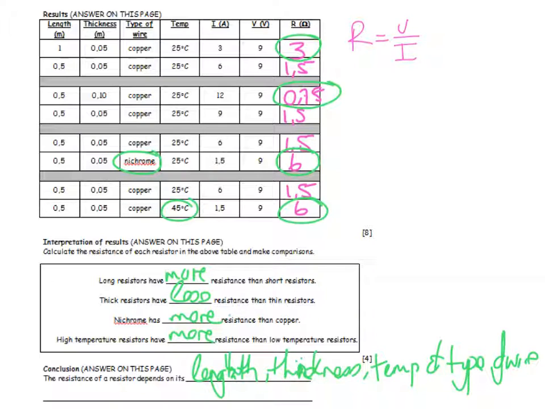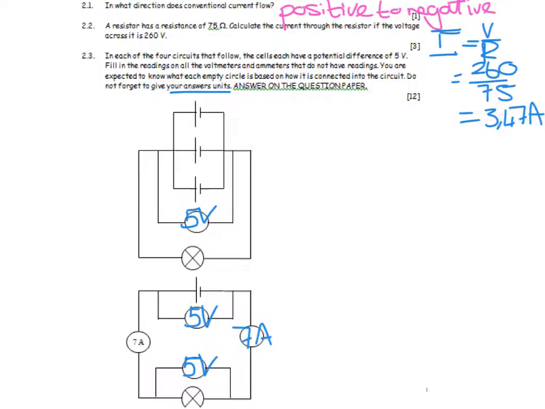Then you can see quite clearly that the longer wire has got more resistance than the shorter wire. That the thicker wire has got less resistance than the thinner wire. That the nichrome has more resistance than the copper. And that the high temperature has got more resistance than the low temperature, which means that the resistance depends on length, thickness, and the type of wire, as well as the temperature.